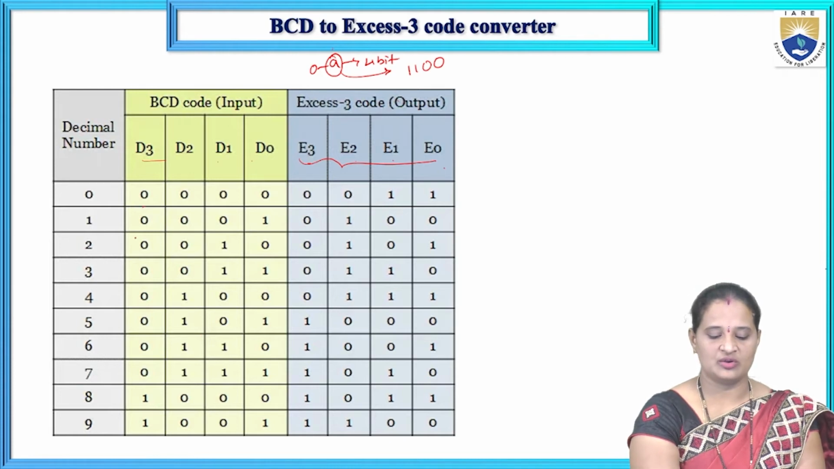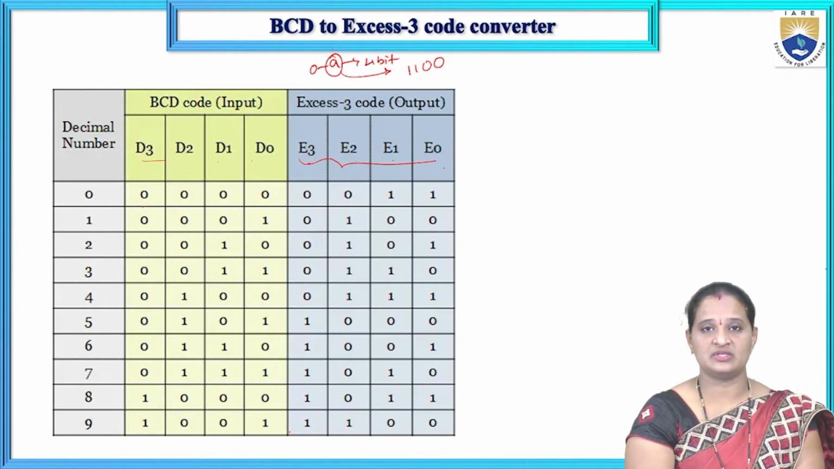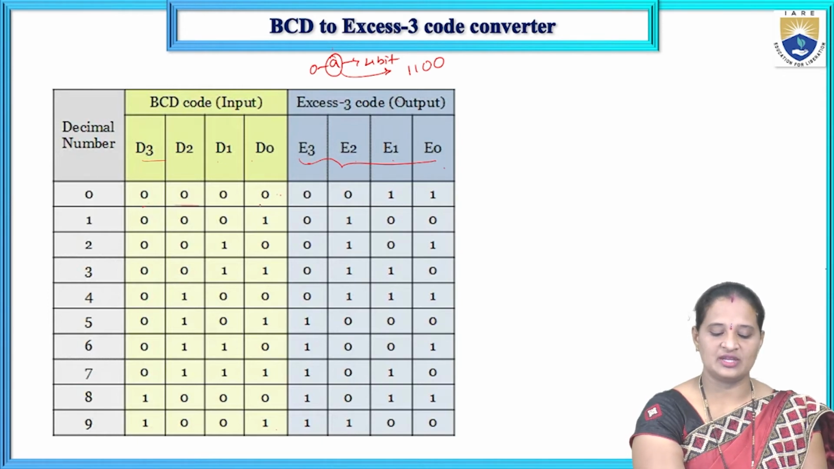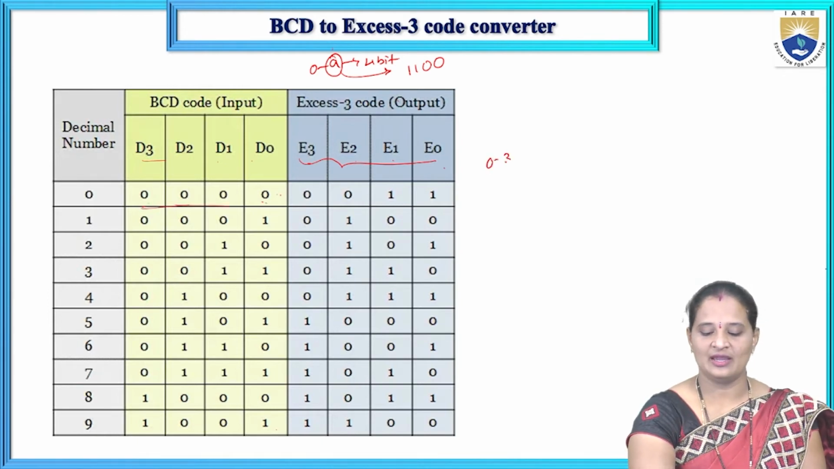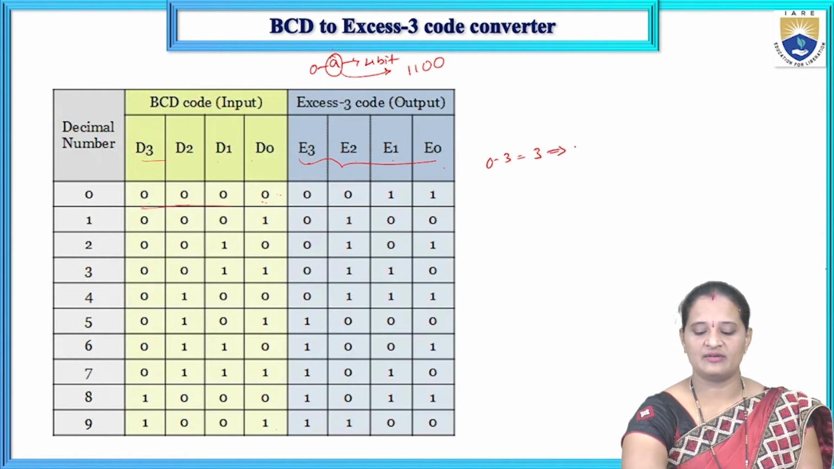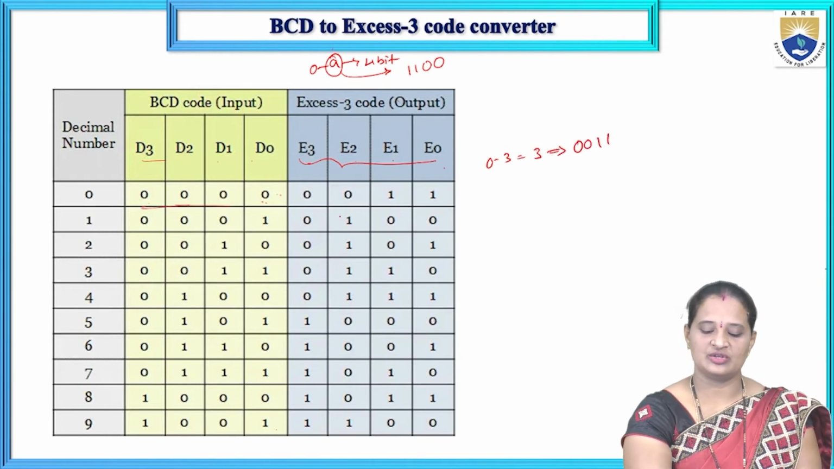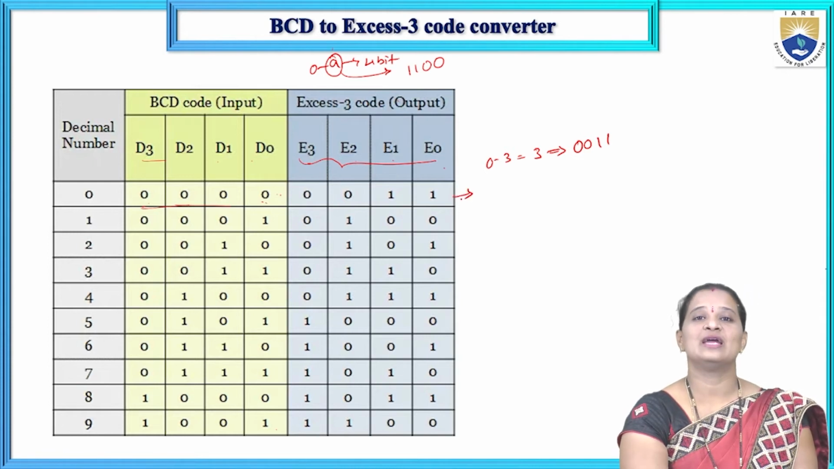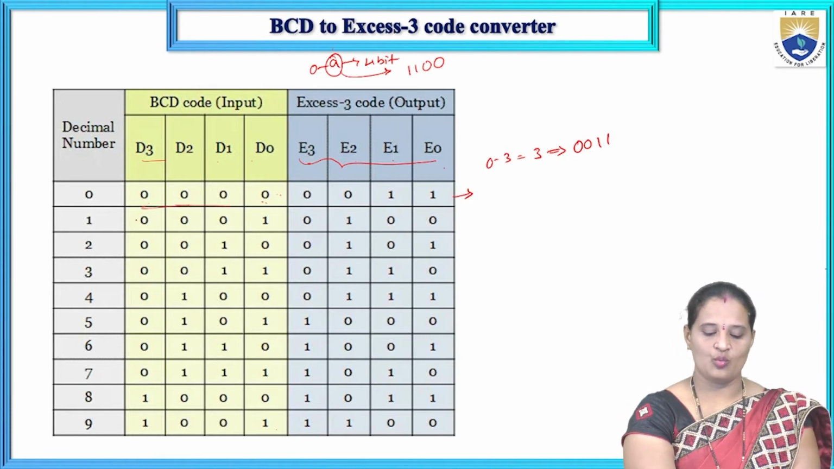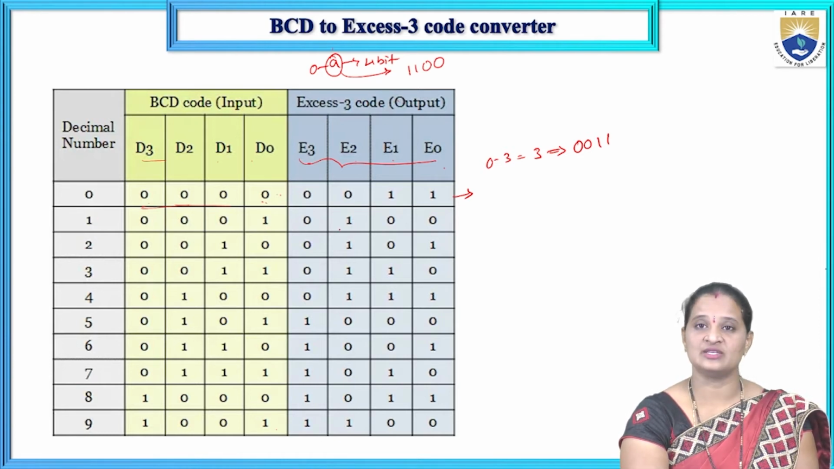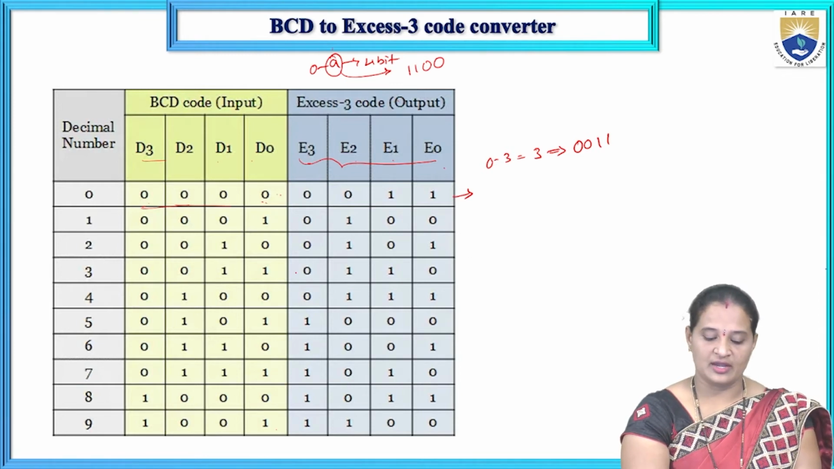We are listing the BCD codes here, 0000 to 1001, and the respective Xs3 code. So what is the Xs3 code for 0? 0 plus 3 is equal to 3 and the binary equivalent for 3 is 0011. This is the Xs3 code for decimal digit 0. Now 1 plus 3 is 4, and 4 in binary is 0100. 2 plus 3 is 5, 0101, and 3 plus 3 is 6, 0110.